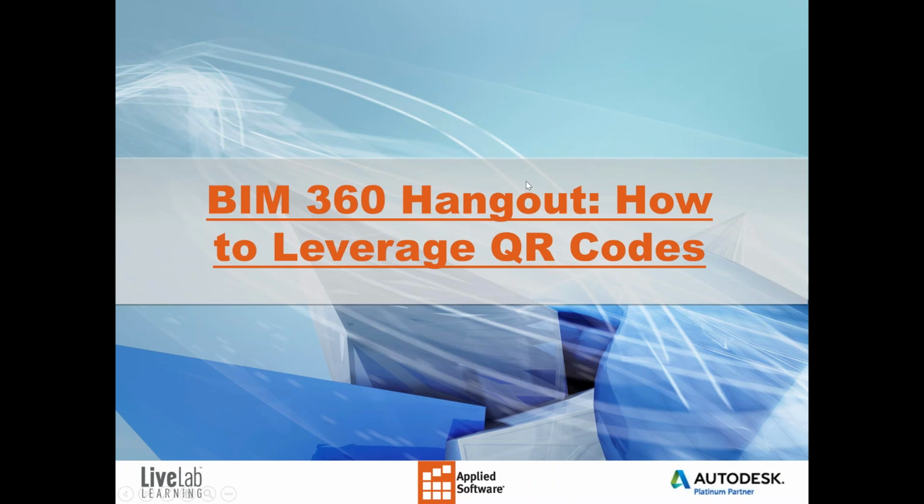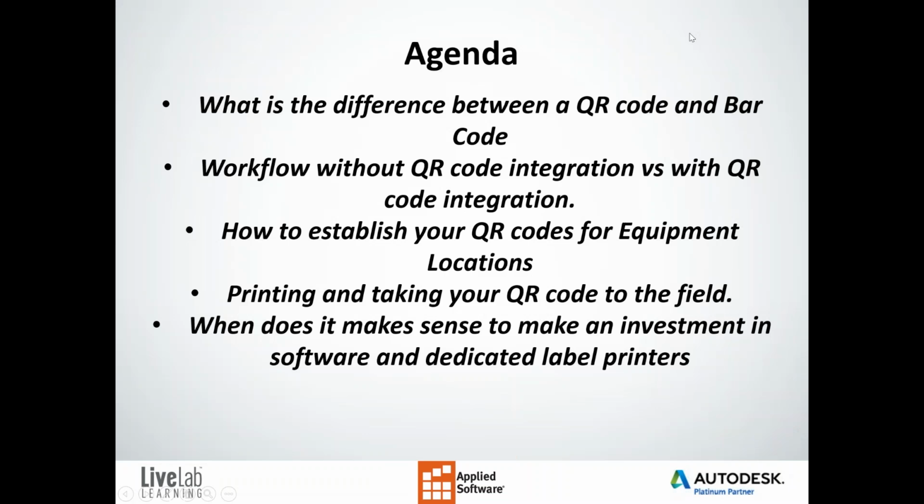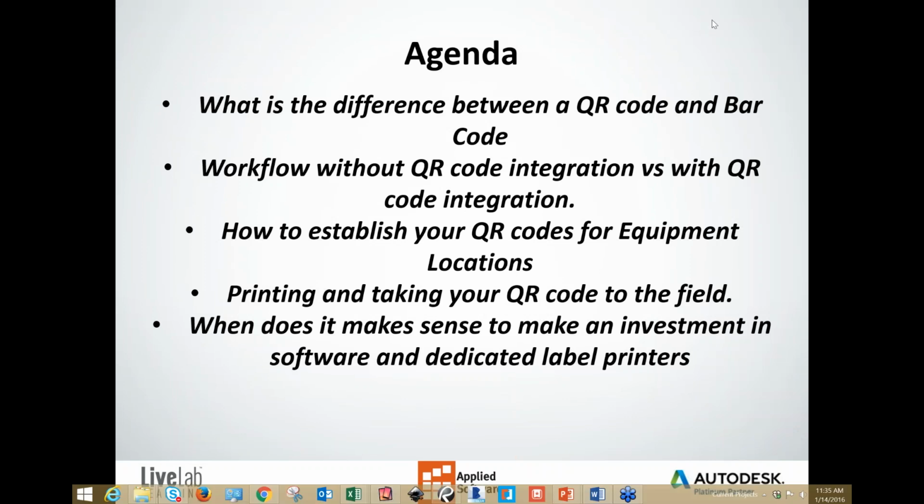But our agenda today, we're going to be going over effectively using QR codes in the field with BIM 360 software. What we're going to talk about is the difference between a QR code and a barcode, and the different workflows. So I'll show you an example of a workflow that has QR code integration versus a workflow that does not. We'll establish the QR codes for equipment and locations. We'll show you how to print your QR codes and take them in the field. And we'll talk a little bit about when it makes sense to make the investment in a dedicated label printer and dedicated software.